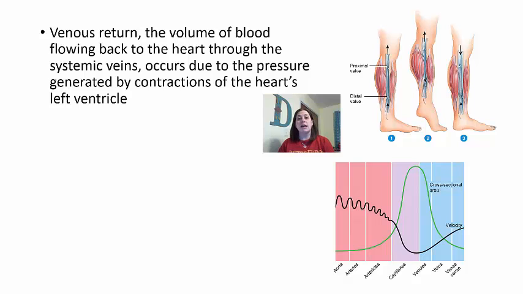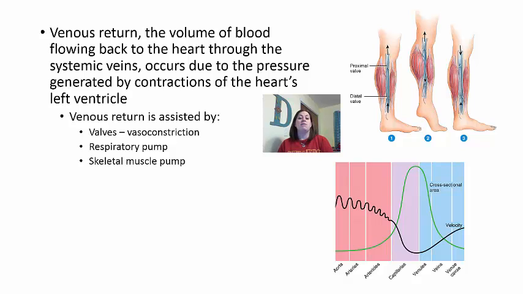So when the heart does do its pumping, it does push it forward a little bit. However, the pressure on the vein side is a lot lower, so it's going to need some help. It gets help in a number of ways. Venous return is assisted by valves, which we talked about, the structure of the valve. The valves are always pointing towards the heart and they are preventing backflow of the blood.